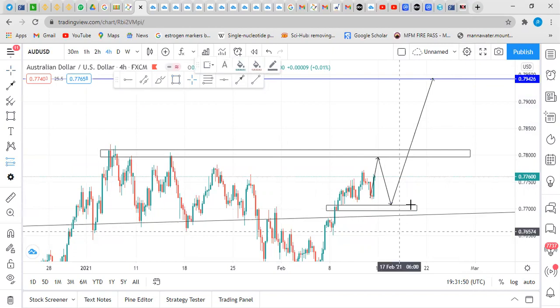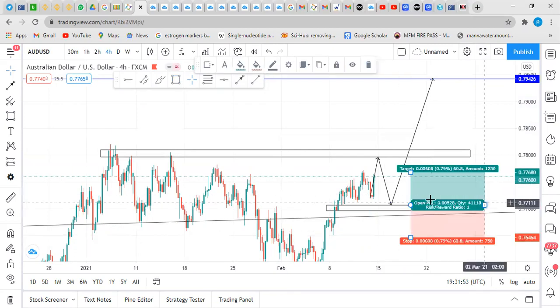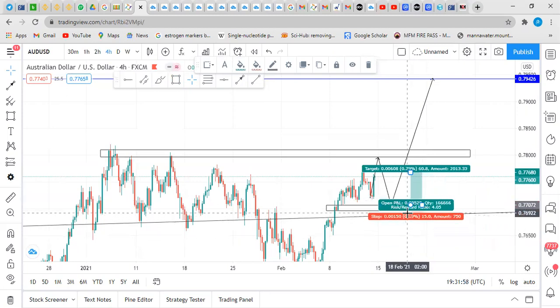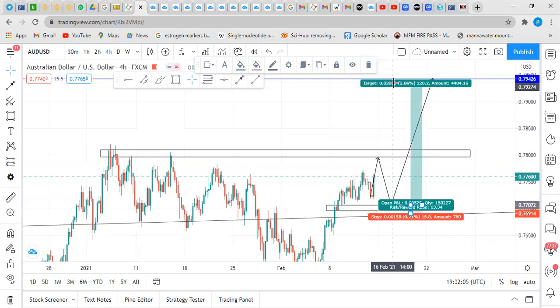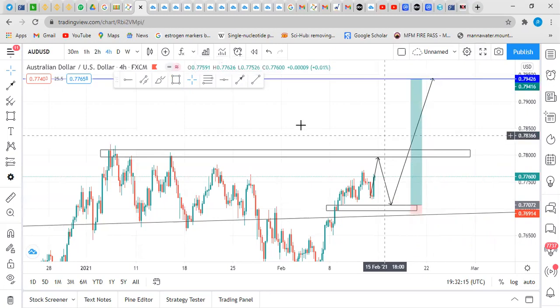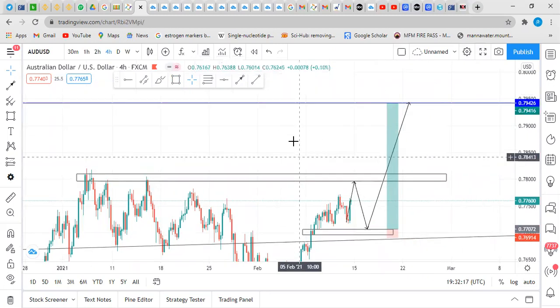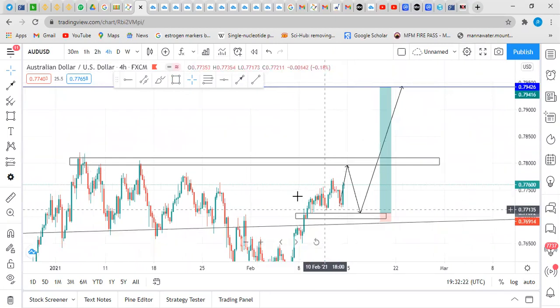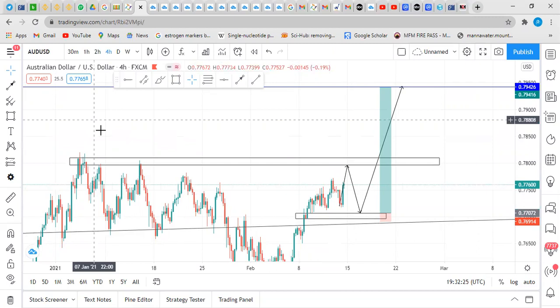So that means we're looking to long AUD/USD at this point, and our stop loss is just below here. Our stop loss is just 15 or 16 pips. We are targeting up here, so our risk to reward is around 1:14. So that's our risk to reward on AUD/USD. That is all on AUD/USD for this new week.